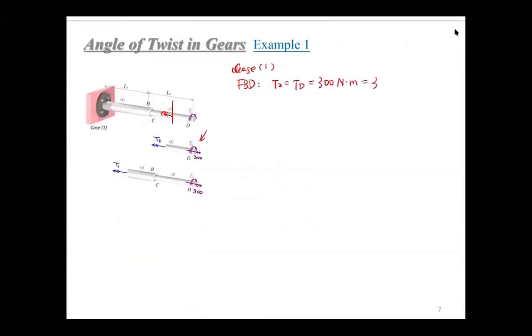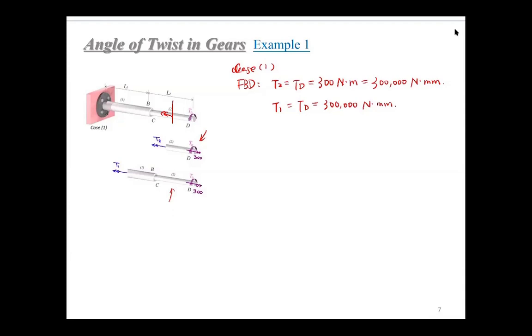So this will be 300,000 Newton millimeter. Then how about T1? Shown here in the second free body diagram, T1 is also TD, right? 300,000 Newton millimeter.